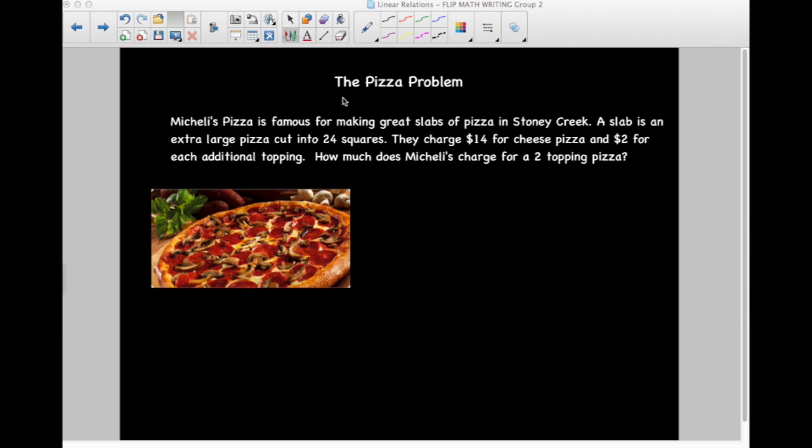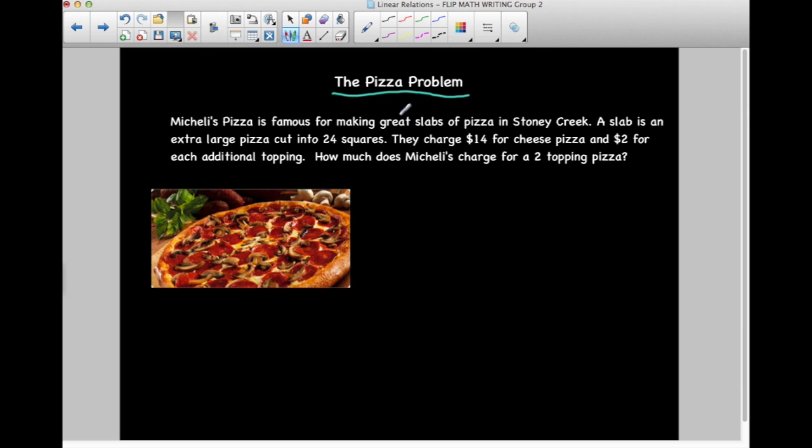Here's our first introduction to the pizza problem. Michelli's Pizza is famous for making great slabs of pizza in Stony Creek. A slab is an extra large pizza cut into 24 squares. They charge $14 for a cheese pizza and $2 for each additional topping. How much does Michelli's charge for a 2-topping pizza?